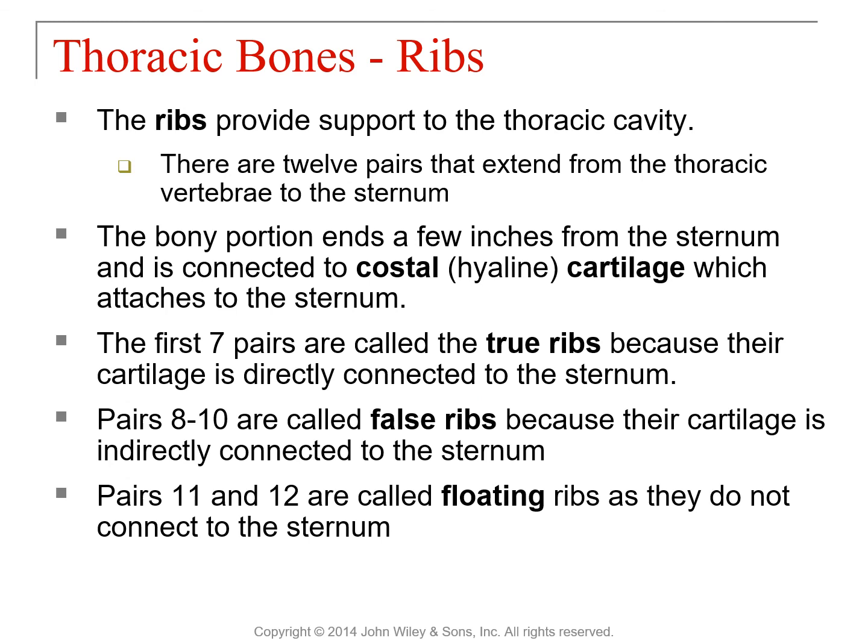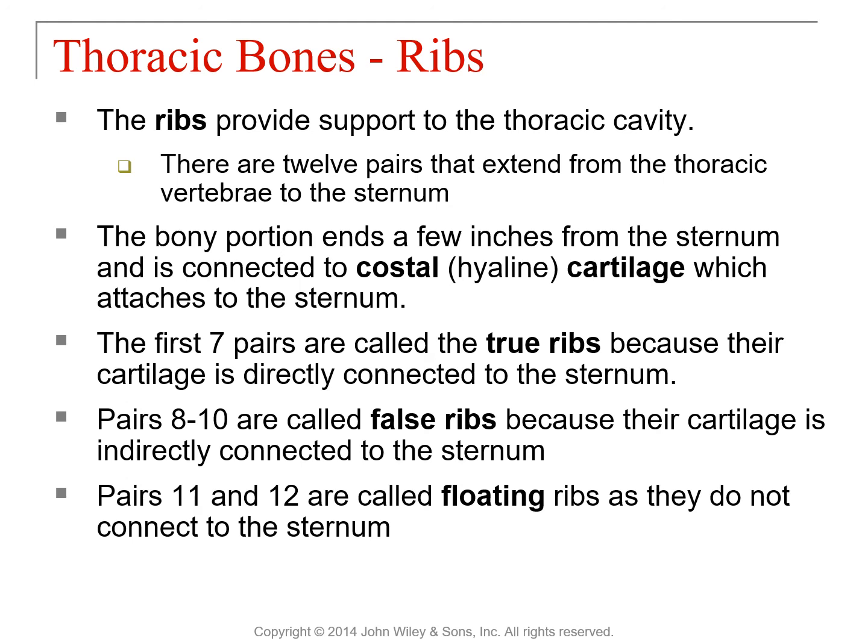All right, let's finish our discussion of the axial skeleton and the thoracic cage specifically by considering the ribs. The ribs provide support to the thoracic cavity. Essentially, the ribs form the walls of the thoracic cavity. There are 12 pairs. Each of them articulates posteriorly with the thoracic vertebrae, and 10 of them articulate anteriorly with the sternum. The bony portion of the ribs join up via costal cartilage to attach the ribs to the sternum anteriorly for rib pairs 1 through 10.